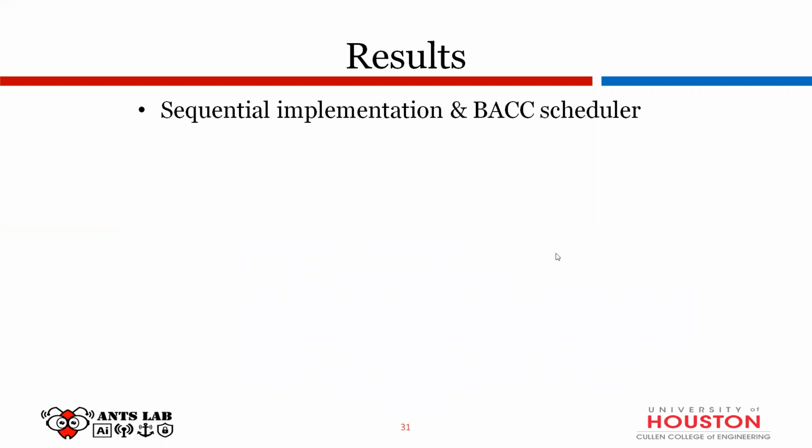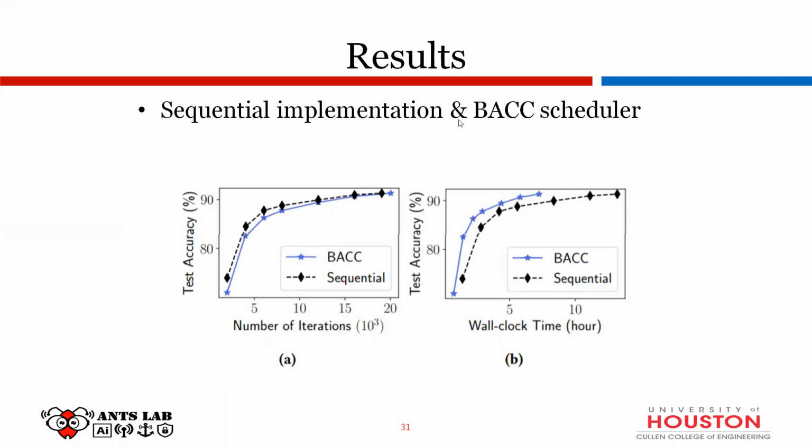And for sequential importance sampling and the scheduler, this is a comparison between the two. In terms of test accuracy, BACC and sequential do similarly if you only consider the same iterations. But overall in time, sequential takes a lot of time in one iteration. That makes the BACC scheduler much better in performance. So that's their proof that BACC is beneficial to time efficiency.